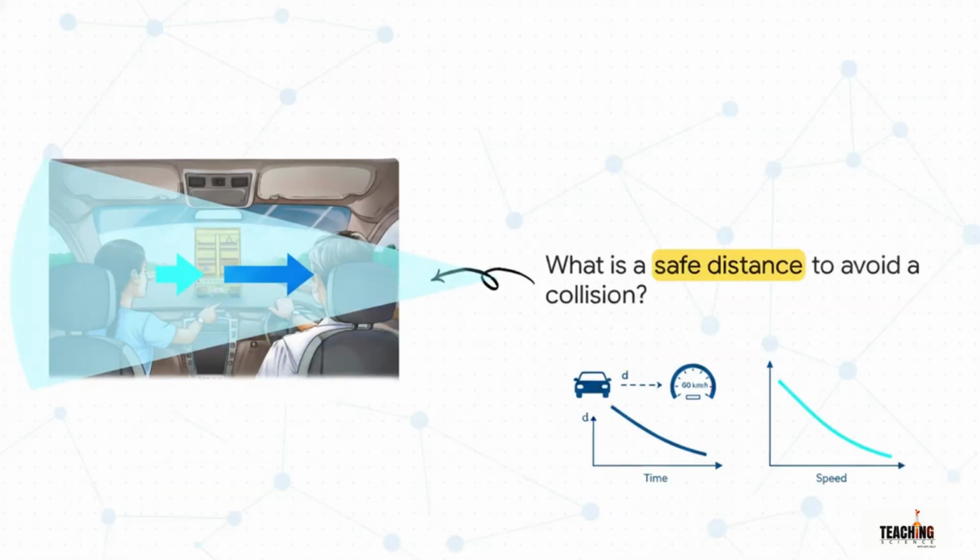Think about it for a second. How much distance should we really maintain from the truck ahead of us to completely avoid a collision if it suddenly slams on the brakes? And does that safe distance change depending on how fast we're actually going?